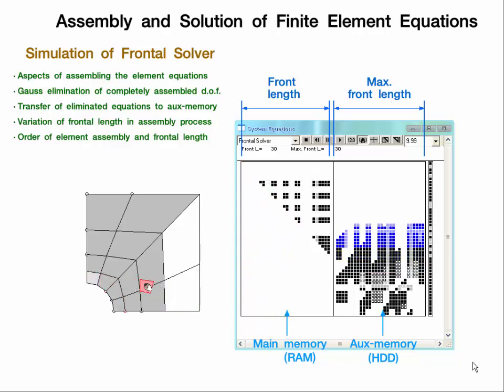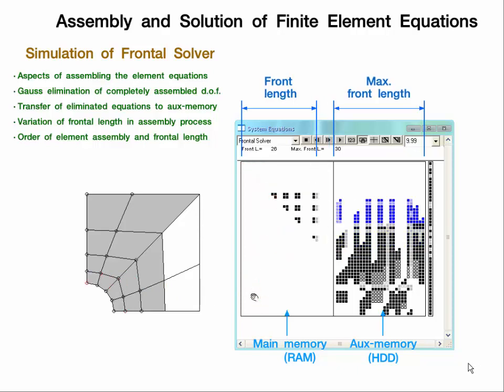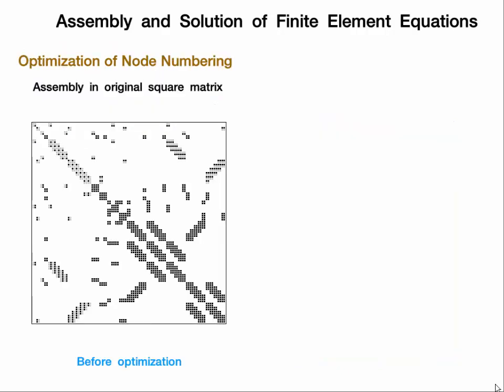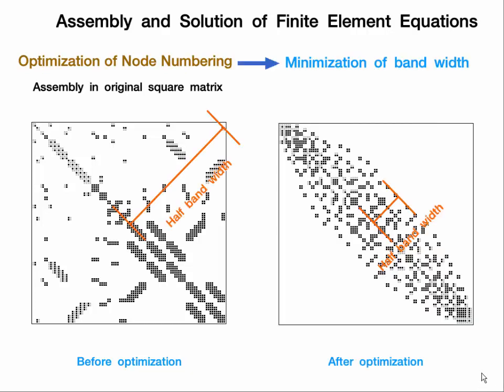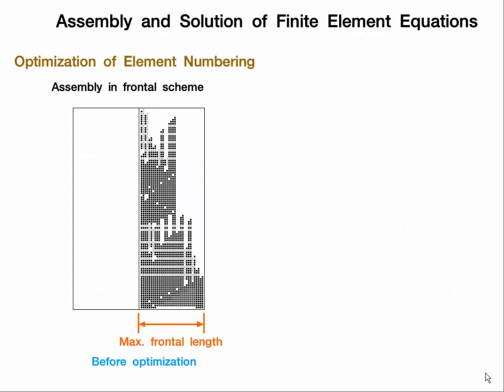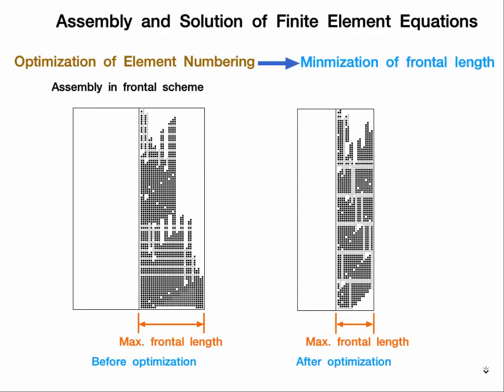Through a few trials with different order of assembly, we can easily notice that the maximum frontal length depends on the order of element assembly. Similar experiments can be made also for the cases of square matrix and skyline assembly. In these cases, the memory requirement is determined by the half bandwidth, which varies depending on the node numbering. Thus, this educational function is useful in understanding how the half bandwidth is affected by the node numbering, and how the maximum frontal length is determined by the element numbering.